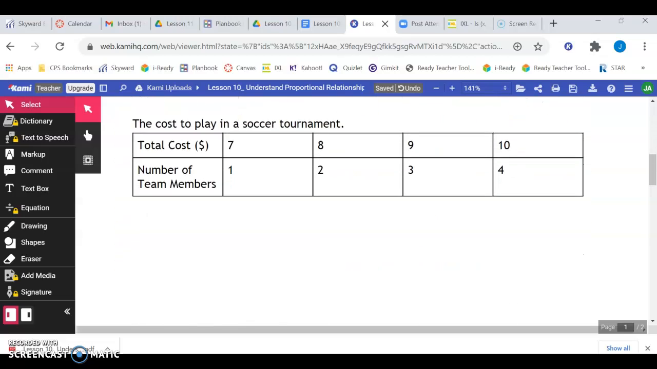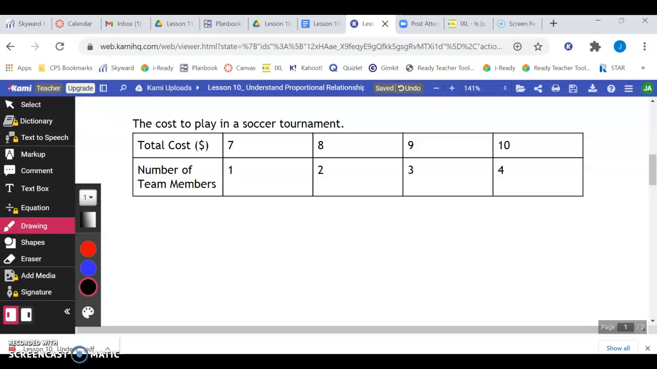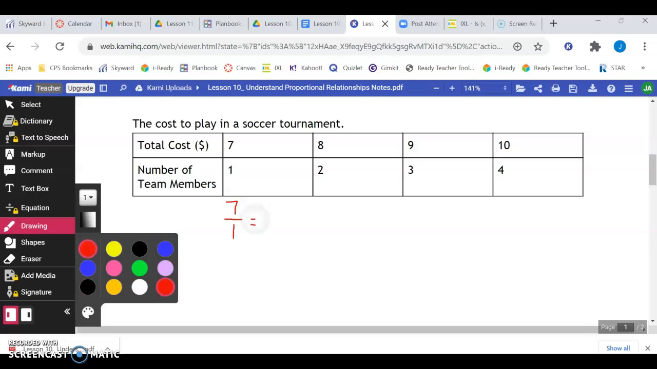All right, so the cost to play in a soccer tournament. So again, we're going to see if this is a proportional relationship or not. So remember, cost divided by people, or team members in this case. So for the first one, we're going to do $7 for one person. That would be 7. This one is $8 for 2 people. So 8 over 2 would be $4 a person. The next one would be $9 per 3 people. So that would be $3 a person.